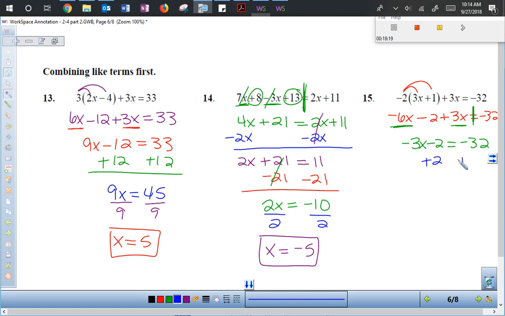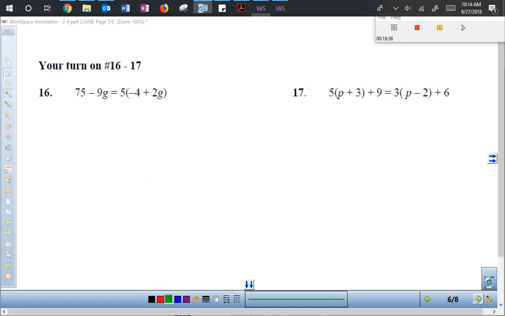So add 2 to each side. And I'm left with negative 3x equals negative 30. Divide each side by negative 3. And x equals 10. All right, what I'd like you to do next is pause the video and do the last two on your own.